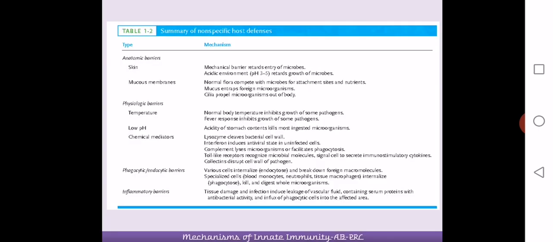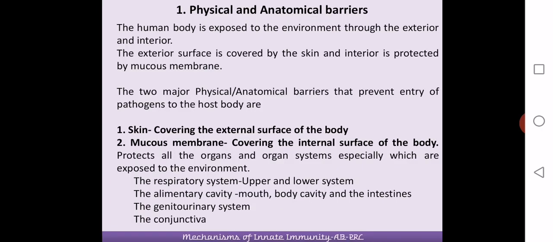And this table comprises various mechanisms like anatomical barriers, in which you have skin and mucous membrane, then physiological barriers, under which you have the body temperature, pH, and other chemical mediators of the body. Then phagocytosis as a mechanism in which certain cells are involved. Then also inflammation. Phagocytosis and inflammation are very tightly related mechanisms for providing resistance. So we'll see them one by one. First, we'll discuss especially the anatomical barriers.